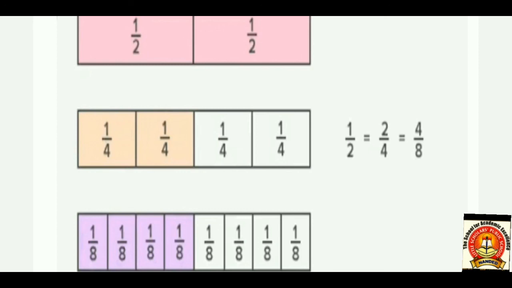These all represent equivalent fractions. Their values are going to be equal. These fractions are going to give the same fraction after reducing, meaning they are all going to be equal to 1 upon 2 at the end.